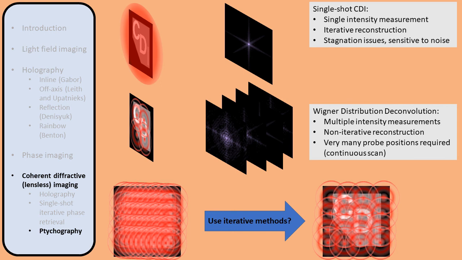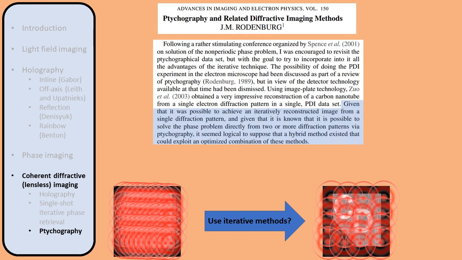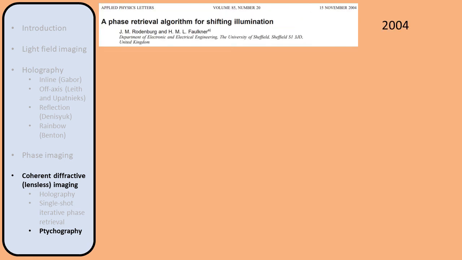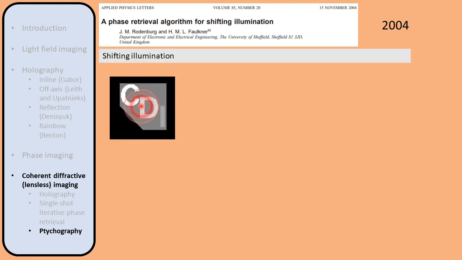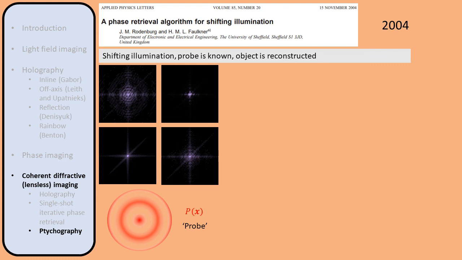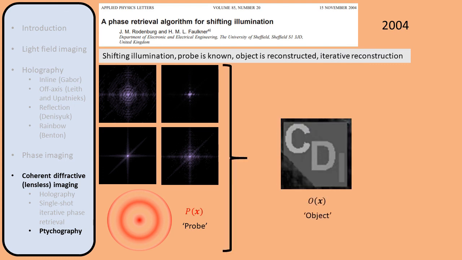This very question was asked in the early 2000s, and it led in 2004 to the development of iterative Ptychography. In this method, an object is scanned with a probe in steps that have considerable size, but are still small enough to guarantee overlap between probes at adjacent positions. With a set of intensity patterns and knowledge about the illumination spot, the object is reconstructed iteratively.